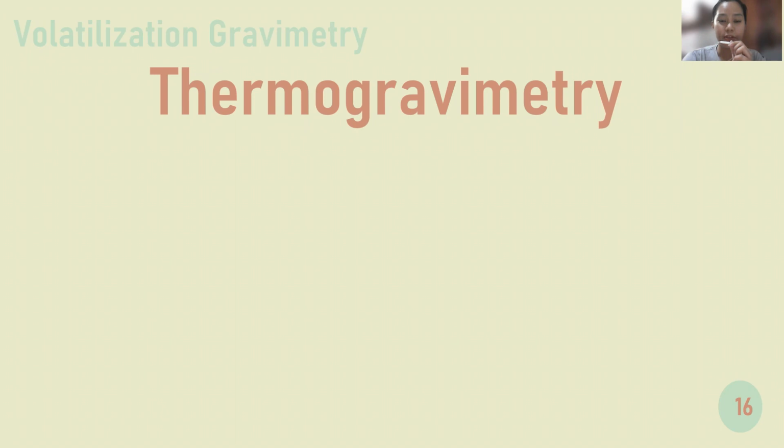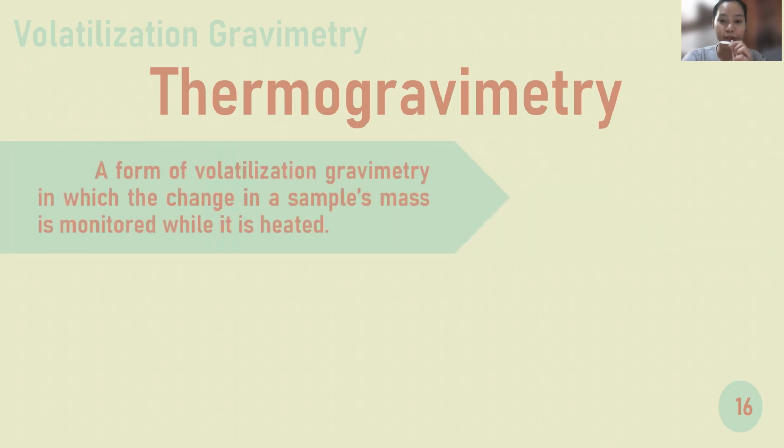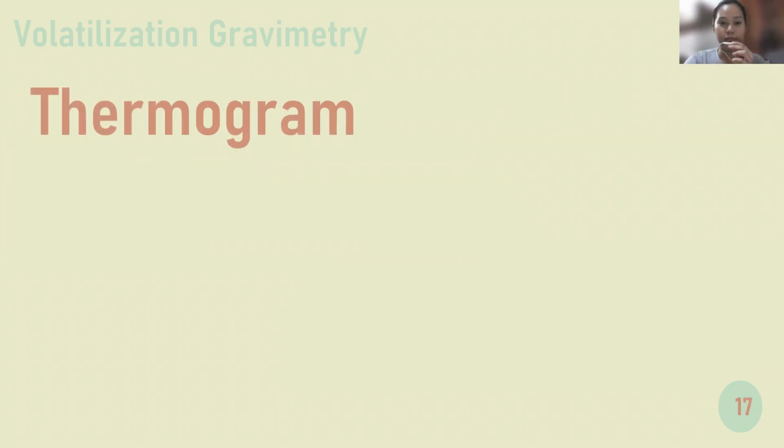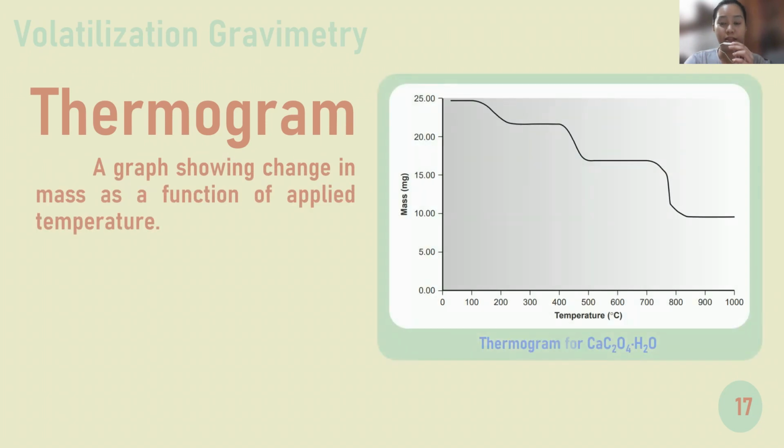One method to determine the products of thermal decomposition is through thermogravimetry. This involves monitoring the change in the sample's mass as a function of temperature, and with the use of a thermogram, the loss of a volatile product can be visualized. A thermogram, as shown in this slide, is a graph which shows the mass as a function of the applied temperature. A step in a thermogram refers to the change of mass in response to the applied temperature. This can be better understood with the use of an example.